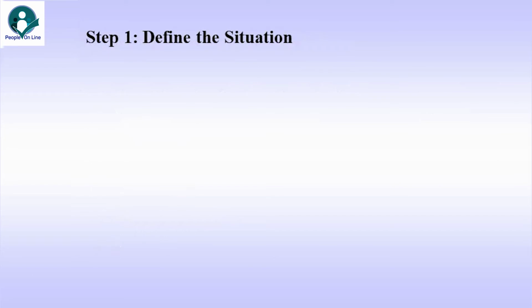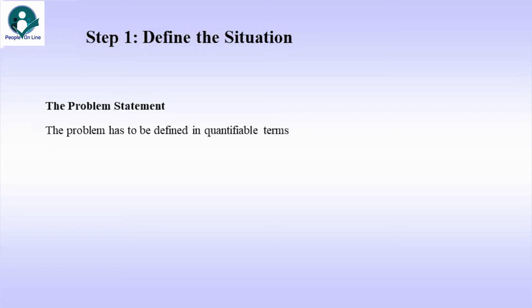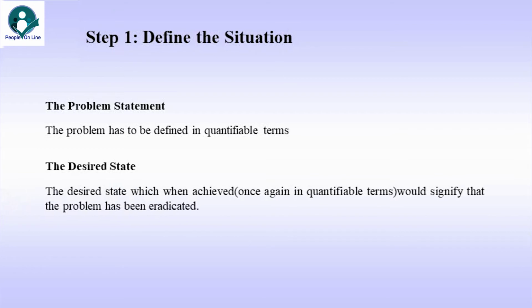Step 1, define the situation. The problem has to be defined in quantifiable terms. That actually makes up the problem statement. The desired state, which when achieved, once again in quantifiable terms, would signify that the problem has been eradicated, and we call it the desired state.